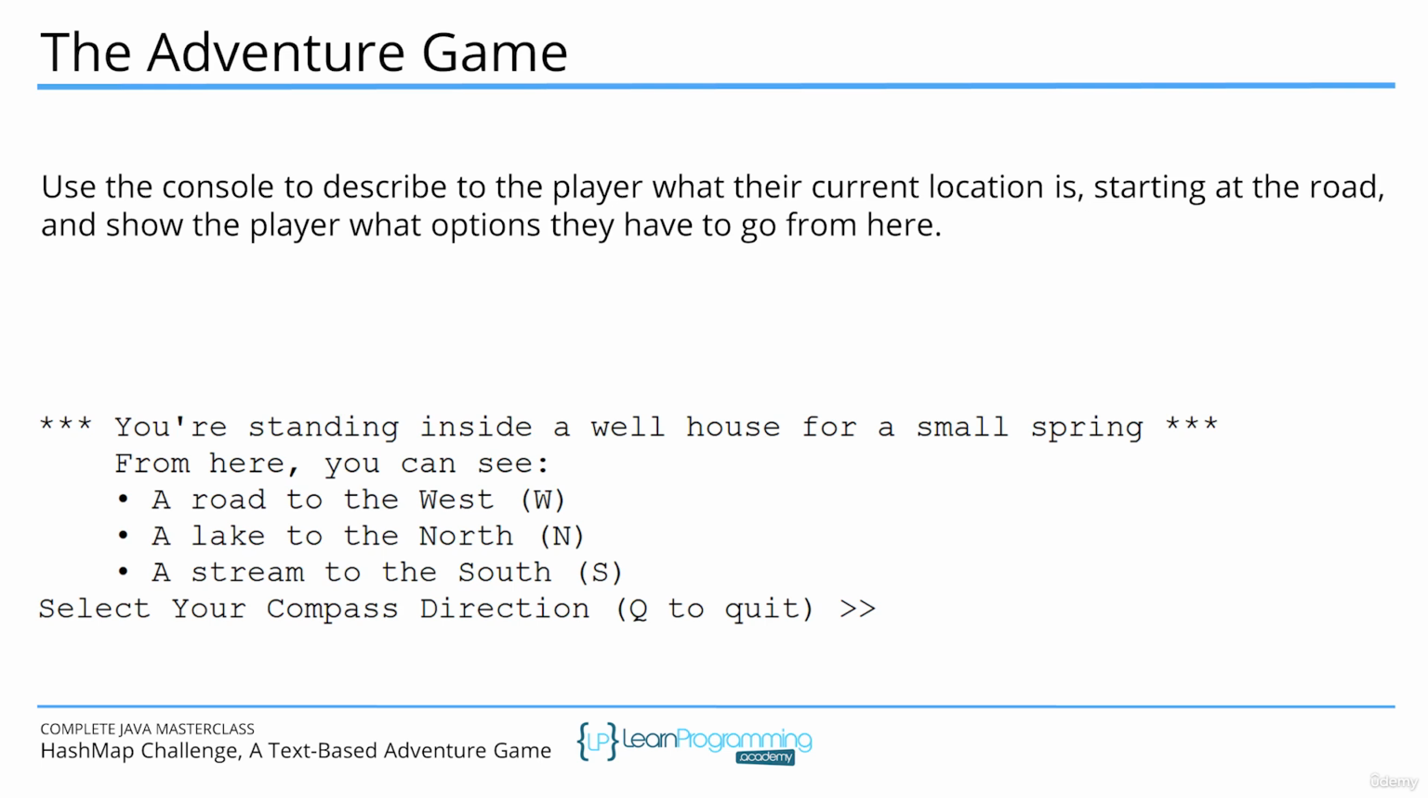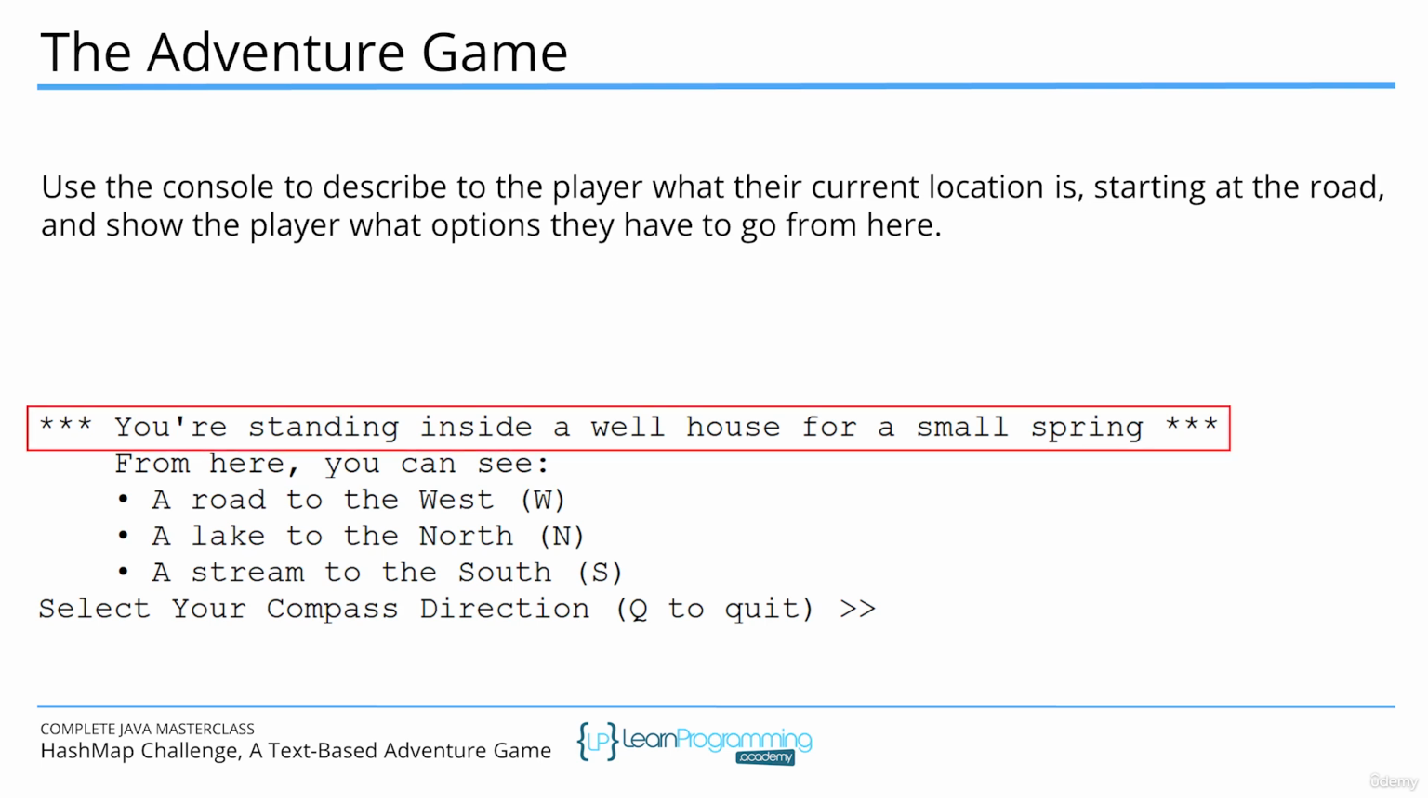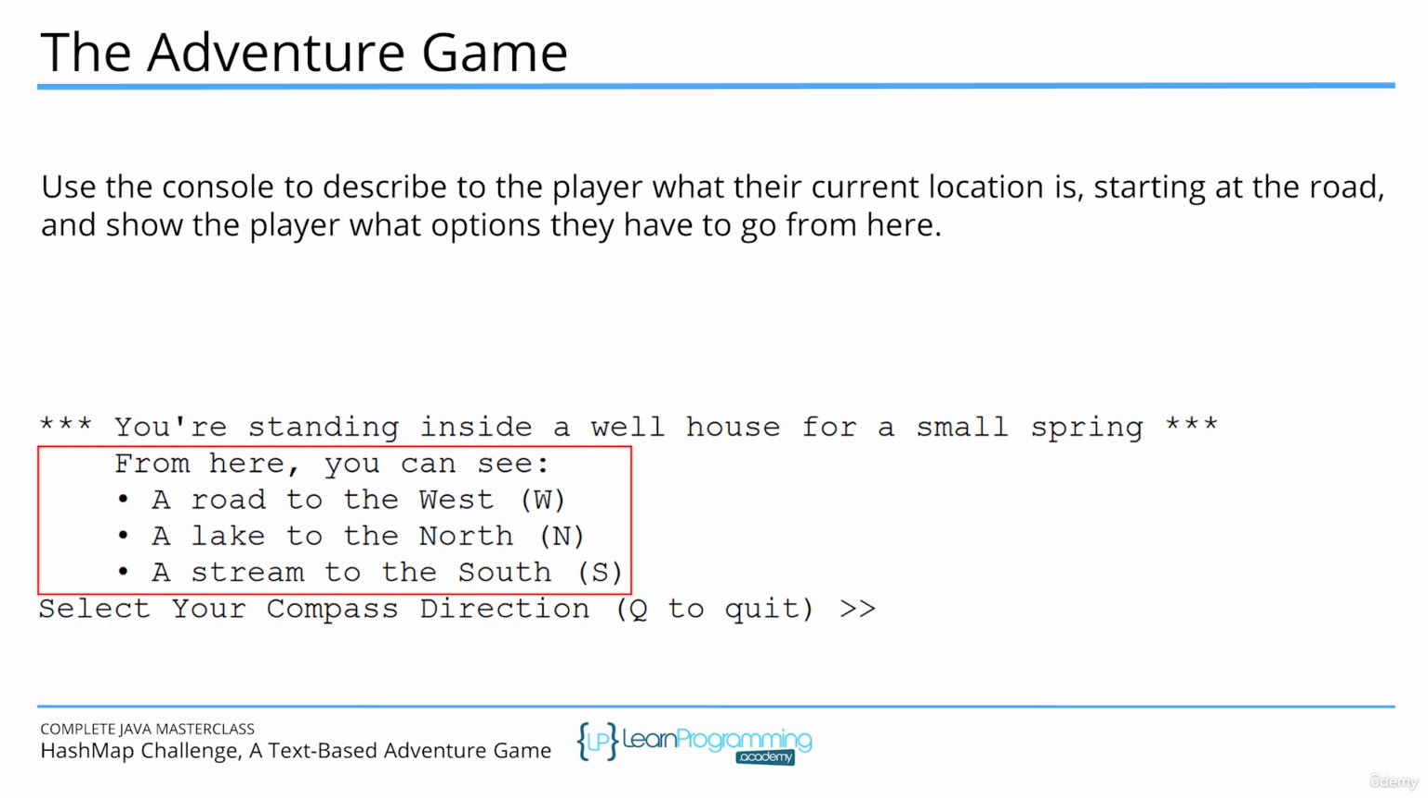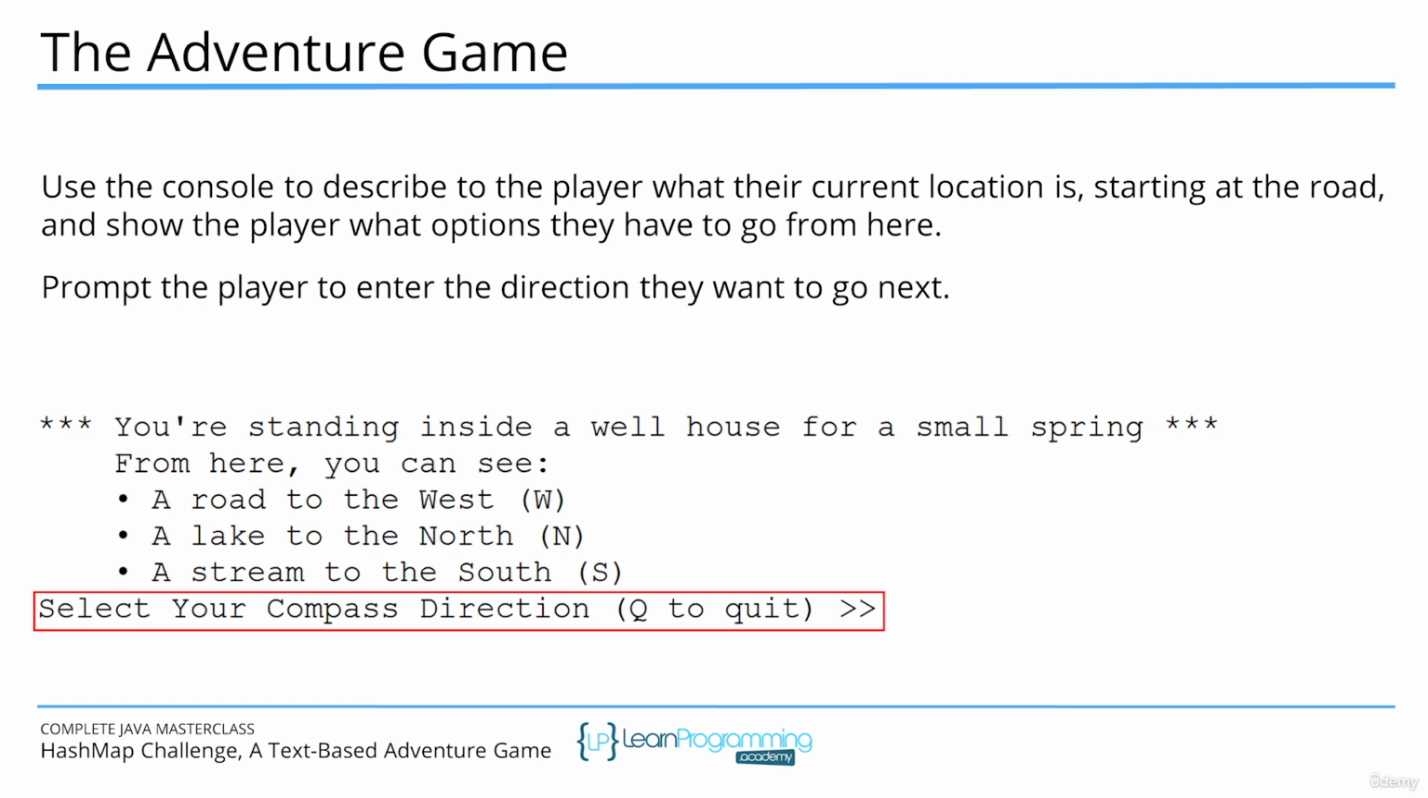Use the console to describe to the player what their current location is, starting at the road, and show the player what options they have to go from here. Feel free to edit the descriptions and make them as detailed as you want. Prompt the player to enter the direction they want to go next. You can accept the whole word east or just the letter E.